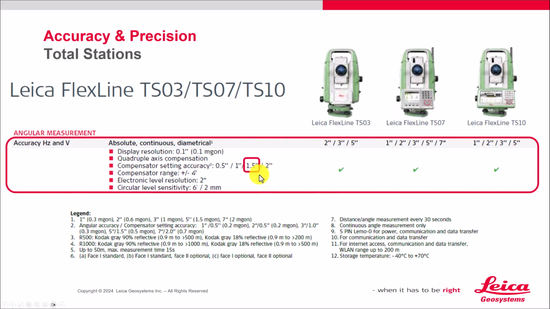Let's take a look at this total station line of equipment. And what I want to look at is the one that's 1.5 second compensator accuracy. So that falls in the 5 second total station. We could be looking at any one of these up here that are the 5 seconds. So all these models have 5 second.